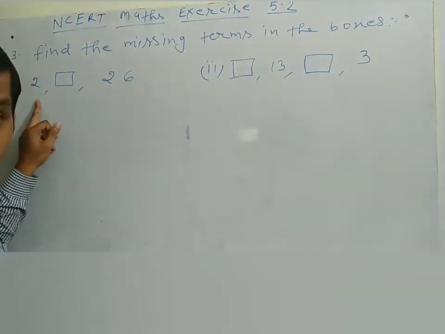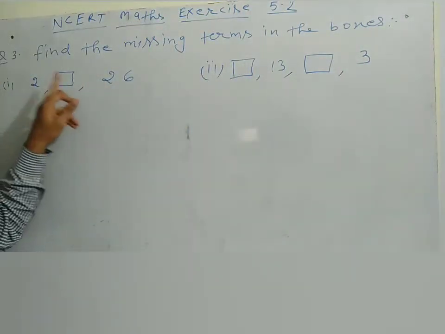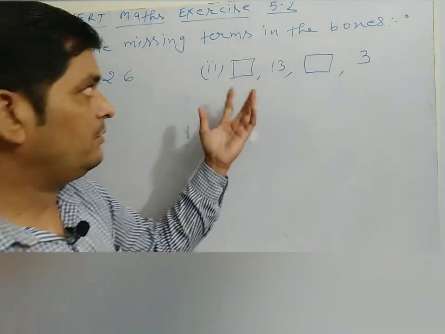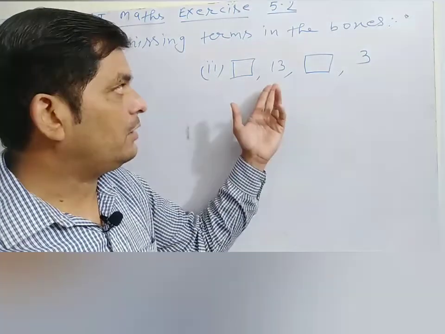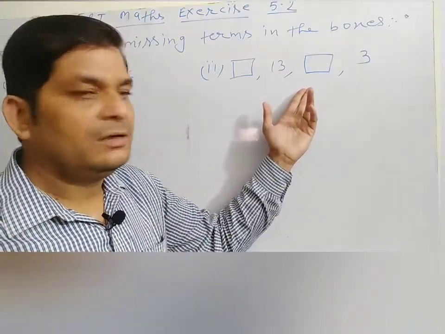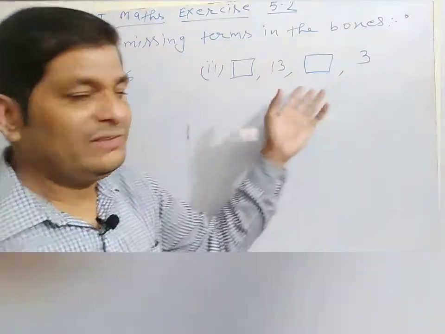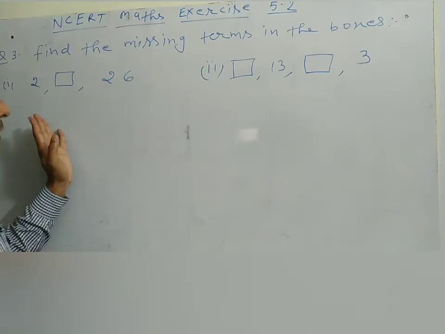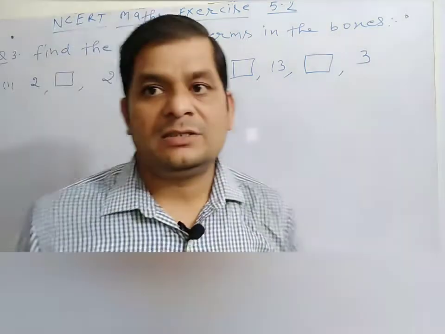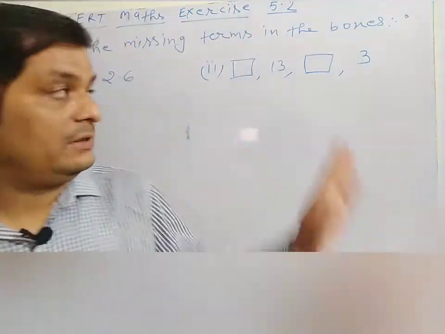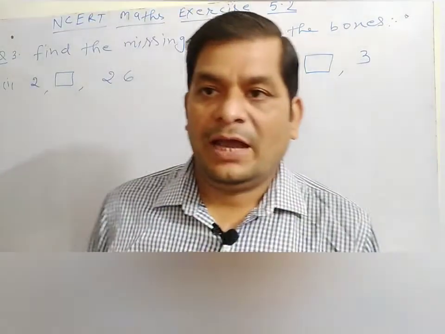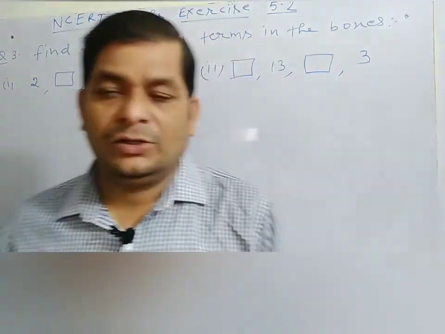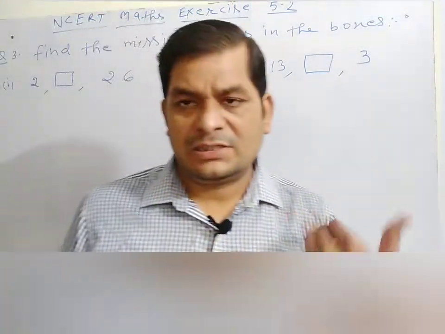First one: blank box, 26, only 3 terms are given in this question. In second question: blank box, 13, again blank box and 3. So you can see there are 2 questions, first and second. In these 2 questions nothing is given except this condition. As you know, for getting any term we need a or d. So now let's see how we can solve such type of problem.